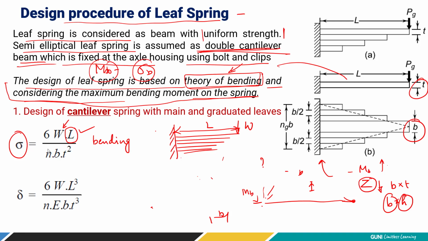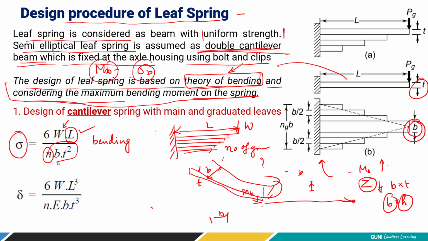Okay. Now what is N? The number of graduated leaves. 1, 2, 3, 4, 6. So this is the number of graduated leaves. Okay. And what is B and T? Very simple. B is a width. Let's say this is one leaf. So this width is B and its thickness is T. Right. So there are a number of leaves together, right? So this is B and T.